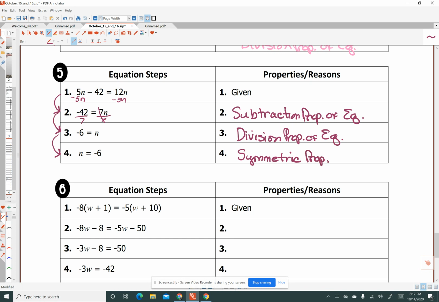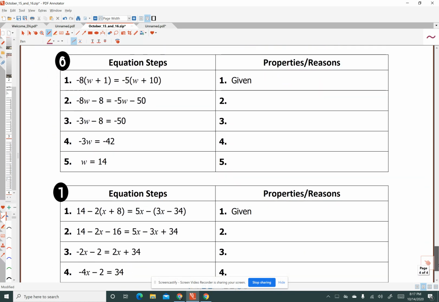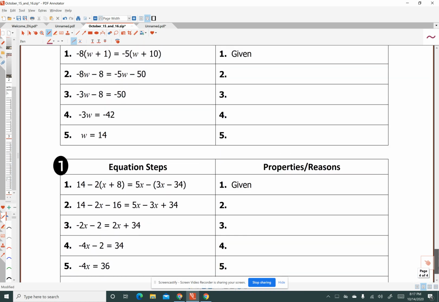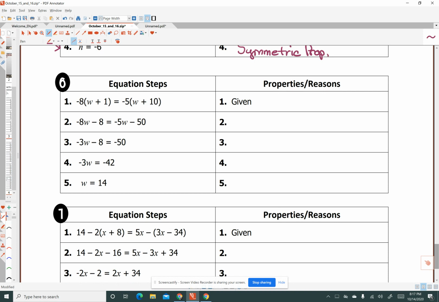All right, another good job for us. So let's keep going. Looks like 2 more. So let's do number 6. We can do these. They're not hard.